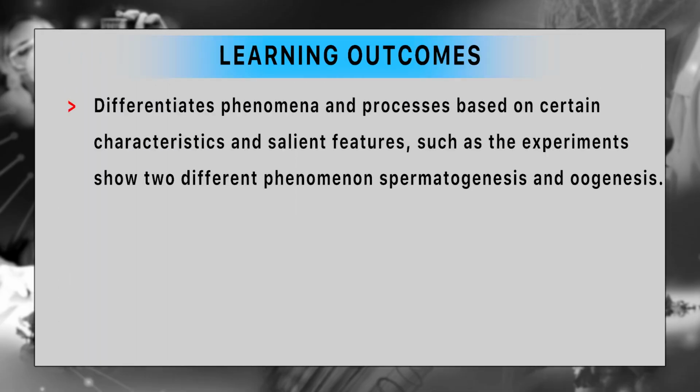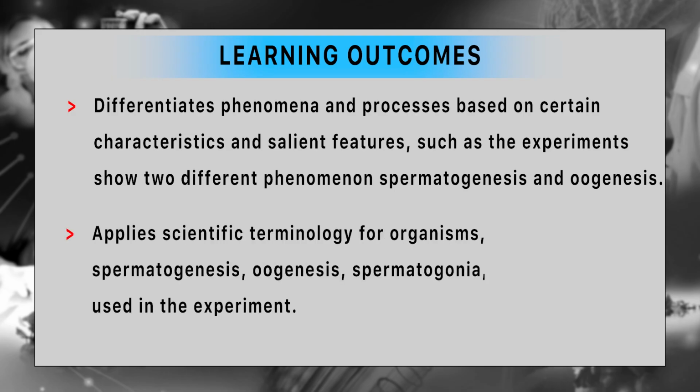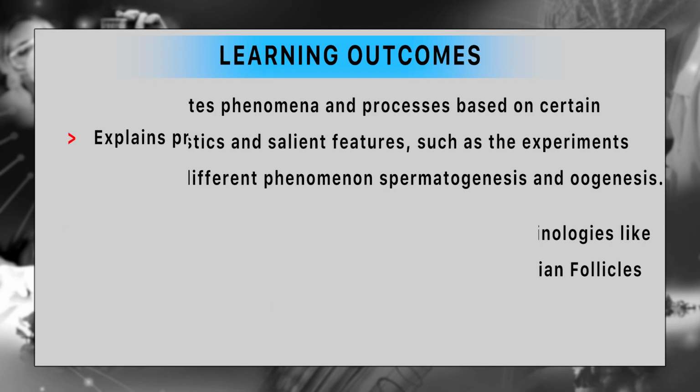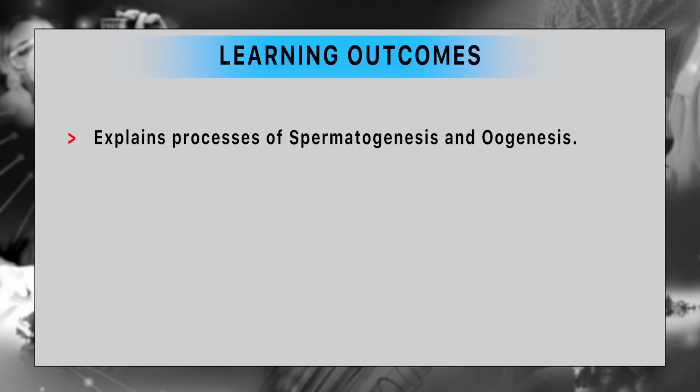On successful completion of this session, we will be able to differentiate the phenomena and process based on certain characteristics and salient features, such as the experiments show two different phenomena, spermatogenesis and oogenesis. Applies scientific terminology for organisms. Terminologies like spermatogenesis, oogenesis, spermatogonia, Graafian follicles are used in this session. It explains processes of spermatogenesis and oogenesis.